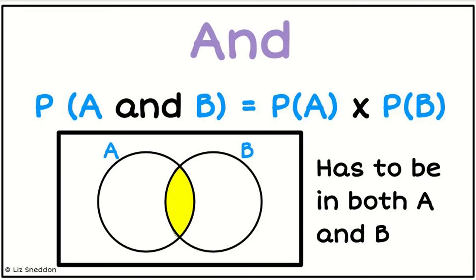So a couple of reminders about some key rules. One of them is about "and". As soon as we talk about "and" in probability, that means to multiply. It means A has happened and B has happened, so they both must happen. And so "and" in probability means to multiply.